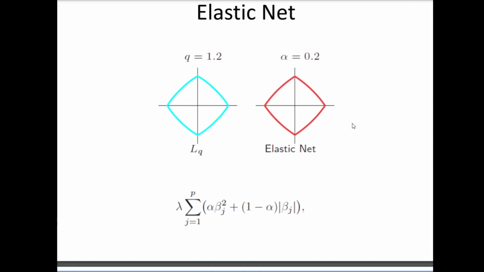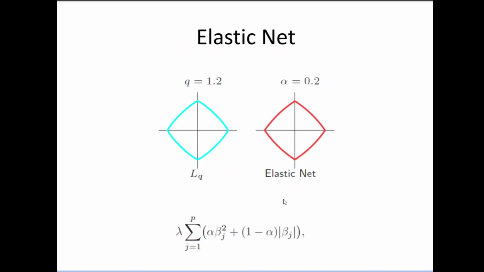Now, it has a smooth decline, and it has a bit sharp decline, and that's the reason elastic net has both the properties. So beta j square will be bringing the best properties of ridge regression, and it will also be bringing the best properties of lasso to your model.